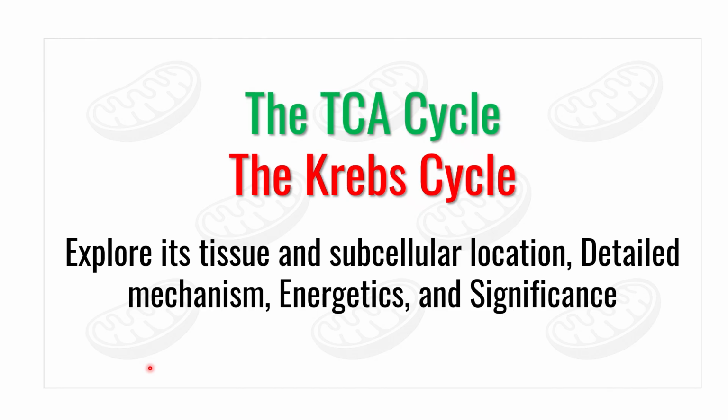Welcome to this video on the TCA cycle or tricarboxylic acid cycle, also called the Krebs cycle. This is the final common metabolic pathway of carbohydrate, fats and proteins. It takes place in the mitochondrial matrix where acetyl-CoA is oxidized to carbon dioxide, generating ATP along with NADH and FADH2, which finally enters the electron transport chain to generate ATP. In this video, we will explore its tissue and subcellular location, detailed mechanism, energetics, regulation, and significance.